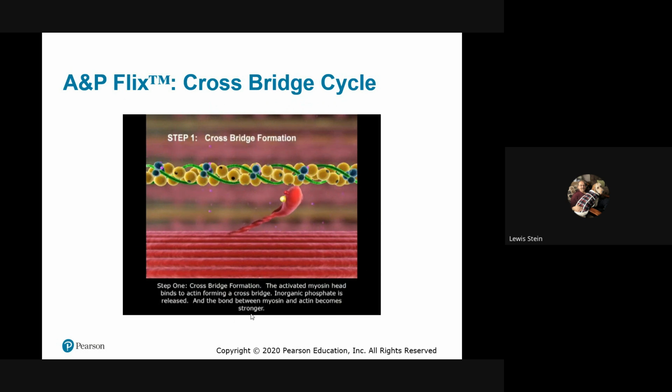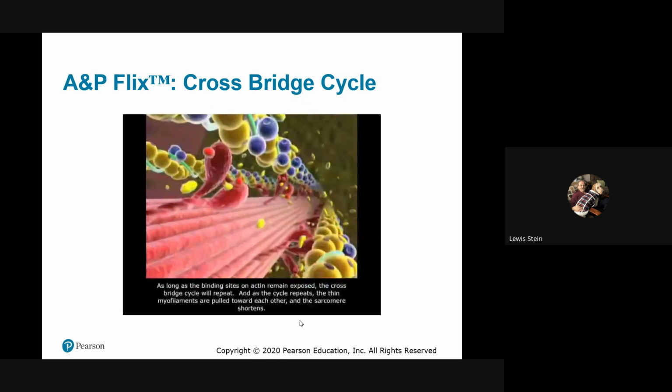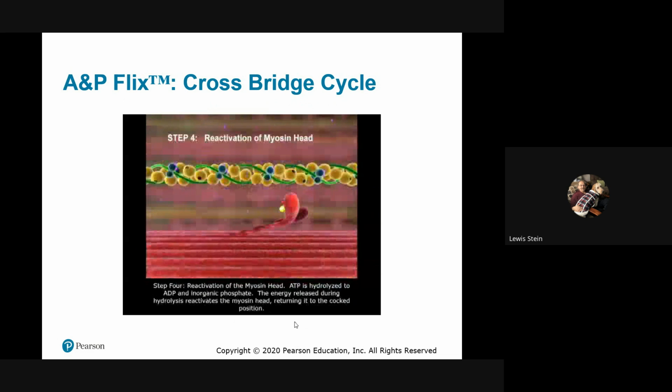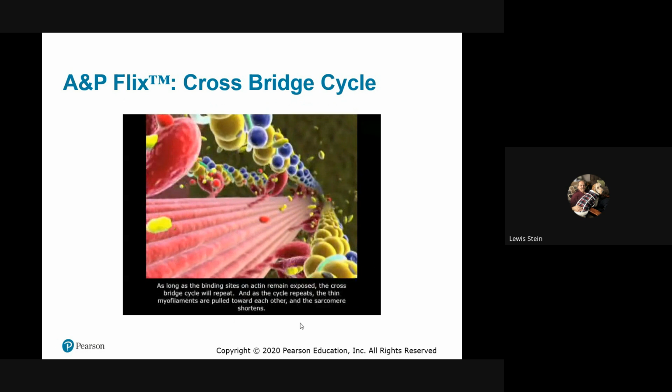Cross bridges form when the active sites are exposed to one another very rapidly, and the power stroke ensues. It just happens right away because it's preloaded with energy. And then we detach it by adding more energy to it. And then, as you can see, that makes it ready to go for the next one. I love this part because what it tries to demonstrate is a continuous process from moving a muscle a little bit to moving it a lot.